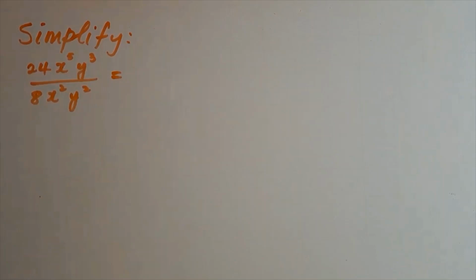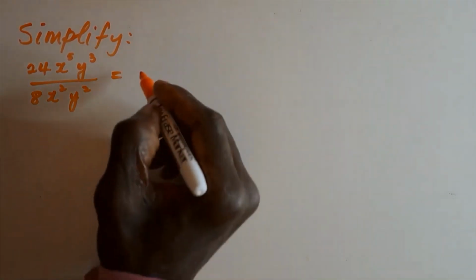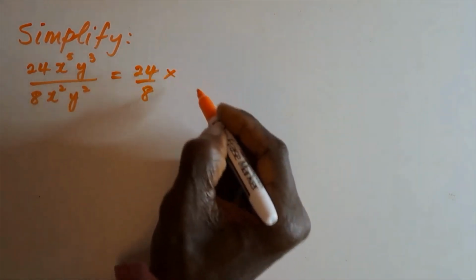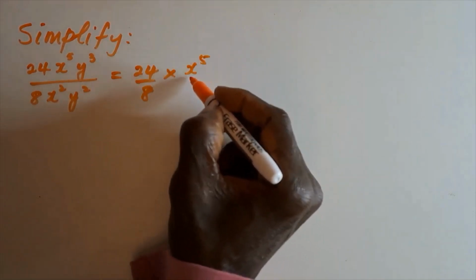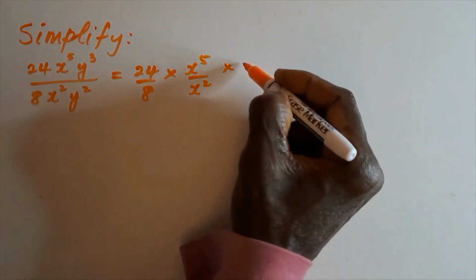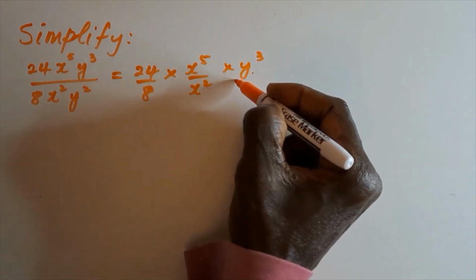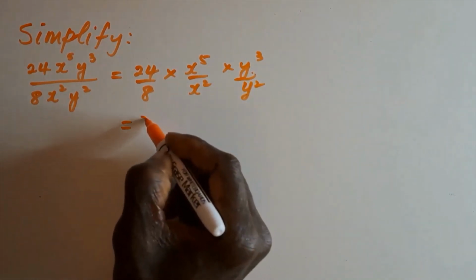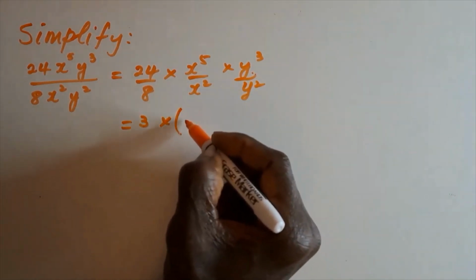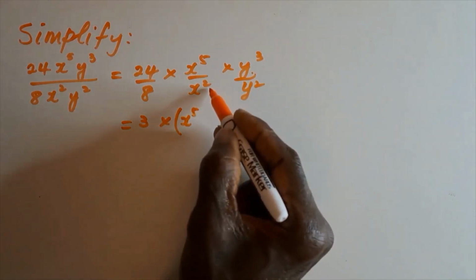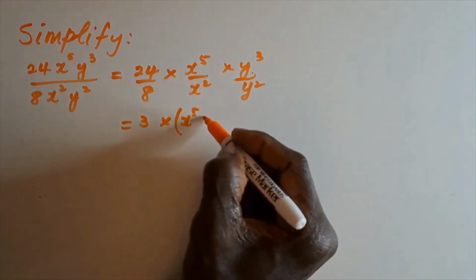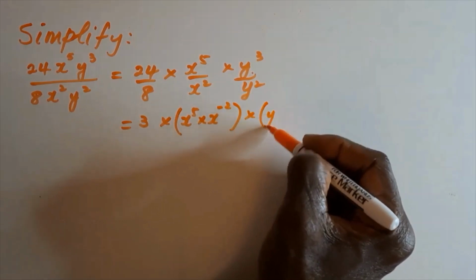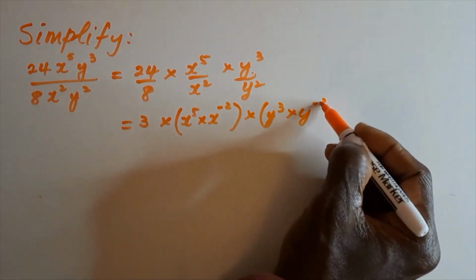Here's another algebraic fraction that we'd like to simplify. Again, we'll separate our terms, integer terms, and this is multiplied by x to the 5th over x squared times y cubed over y squared. We have a factor here of 3, and we have indices here, x to the 5th. This becomes x to the minus 2 when we take it into the numerator. X to the minus 2 times y to the 3rd times y to the minus 2.